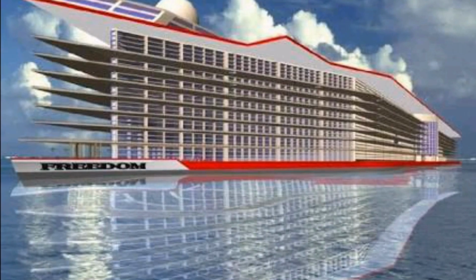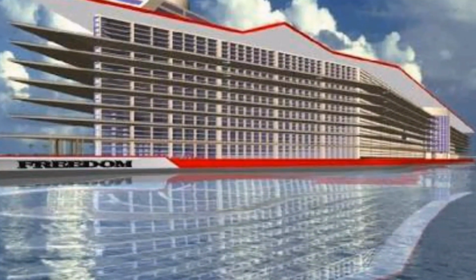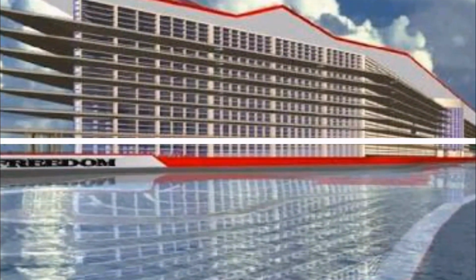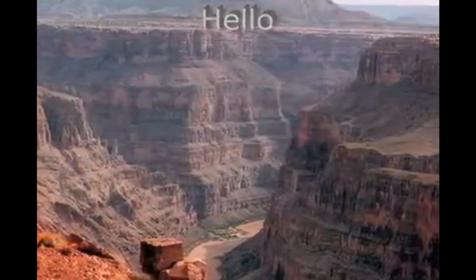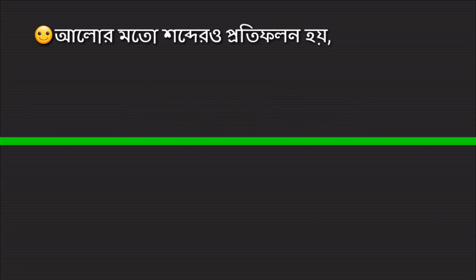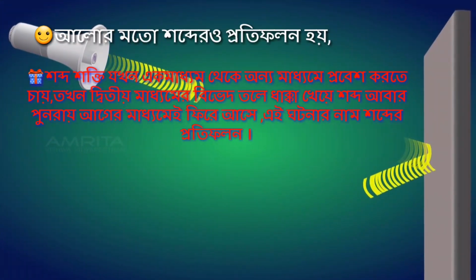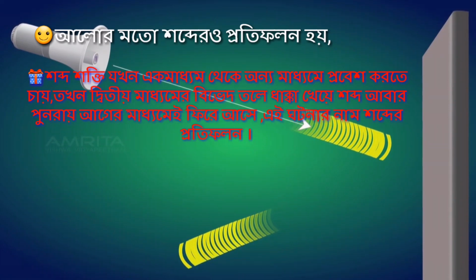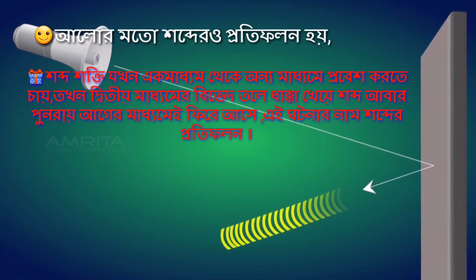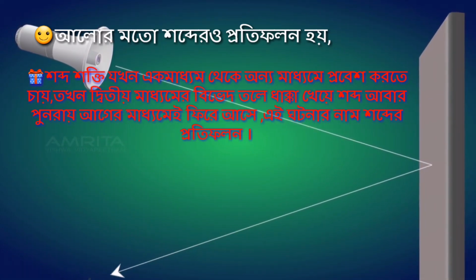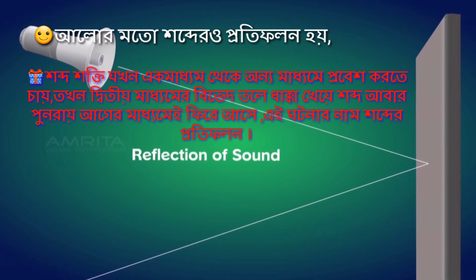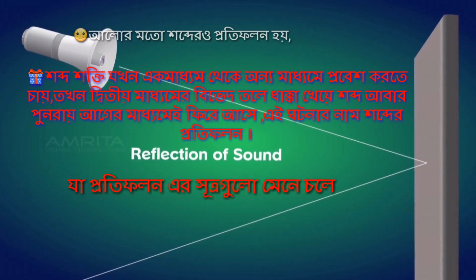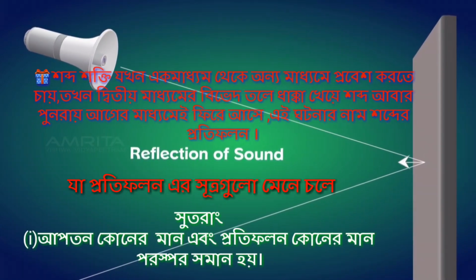When sound travels through a medium, it strikes the surface of another medium and bounces back to the original medium. When you stand on the rim of a canyon and yell, "Ho-oh! Ho-oh!" and you hear your word a second or so later, that's an example of echo. This phenomenon is called the reflection of sound, which obeys the laws of reflection.